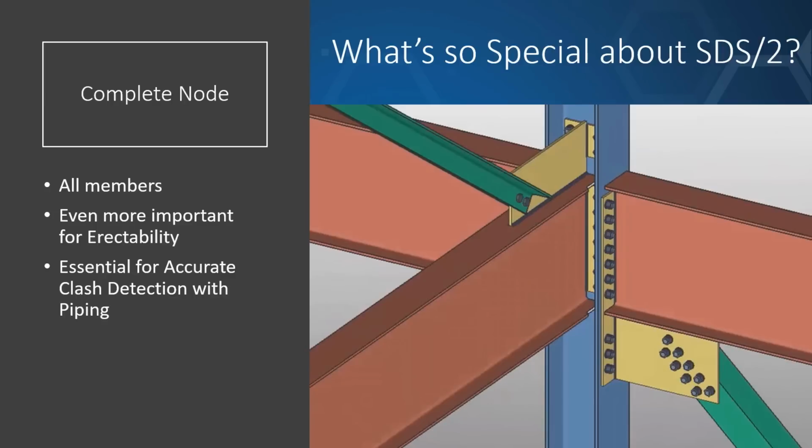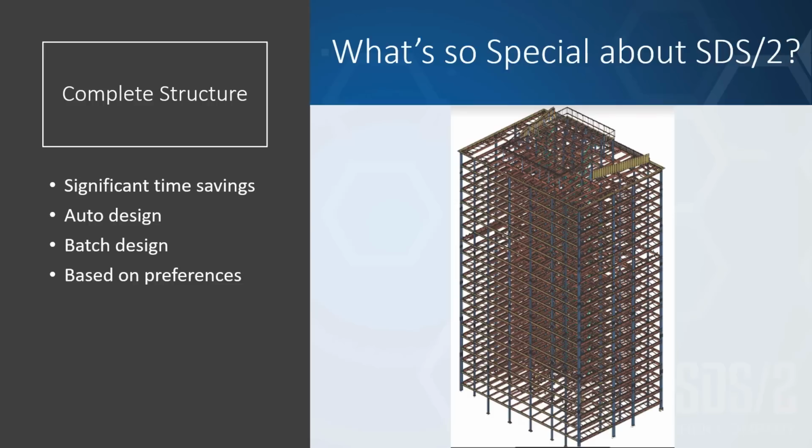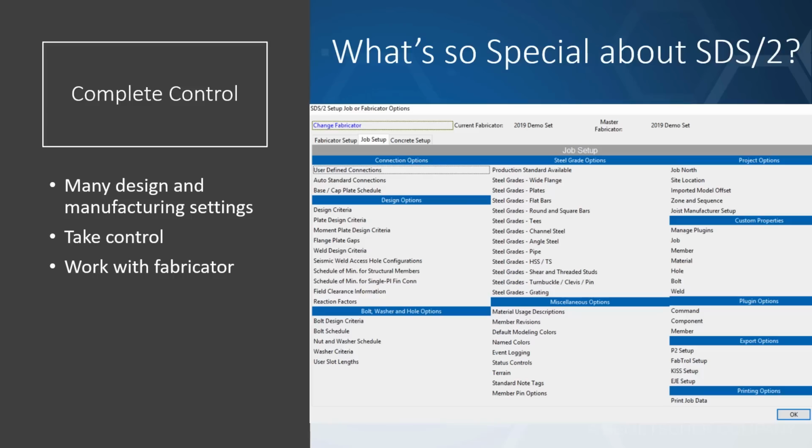It looks at the complete node. We've already kind of talked about this, but it looks at every single member framing into that node. And then it makes sure that it's all going to be erectable, and it checks for the clash detection. The complete structure, like I talked about, it can auto-design all of those members at once, and that will cut back on a lot of time saving. And then this is all of our setup. So there's many design and manufacturing settings that you can take control of, and then you can work with the fabricator on how they want these to get output.